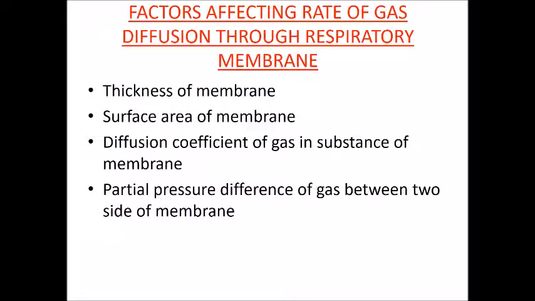Third is diffusion coefficient of the gas in the substance of the membrane. Now diffusion coefficient of carbon dioxide is more than oxygen. So it is easy to diffuse carbon dioxide as compared to oxygen. And the last is partial pressure difference of the gas between two sides of the membrane, delta P. Again, it is obvious if the pressure difference is more, diffusion will be more.